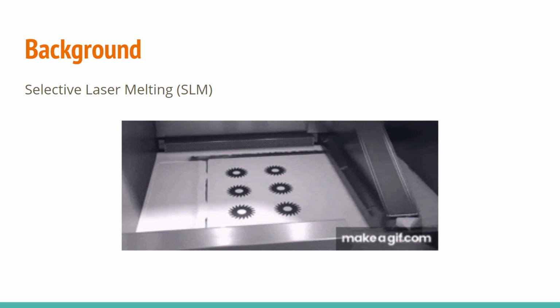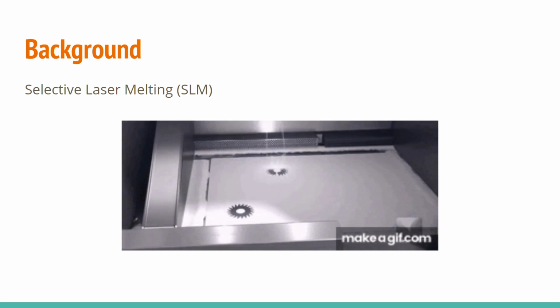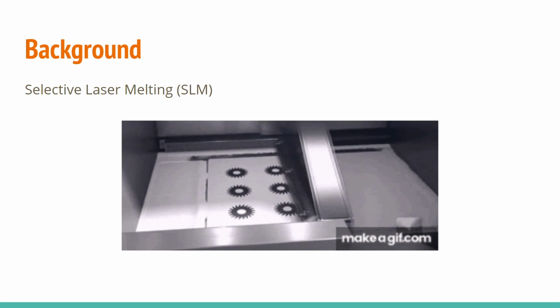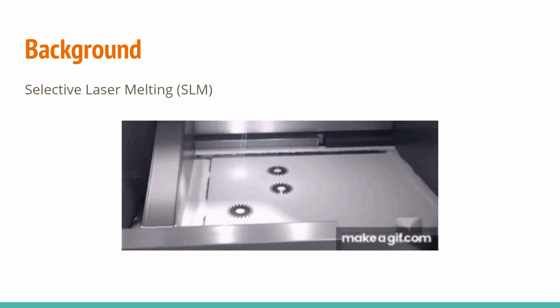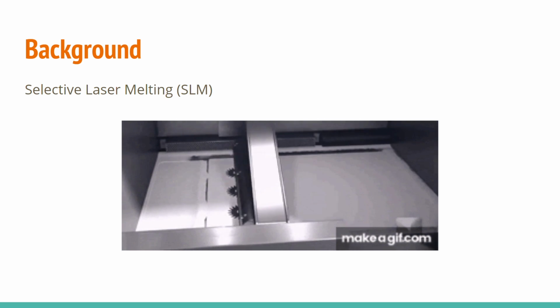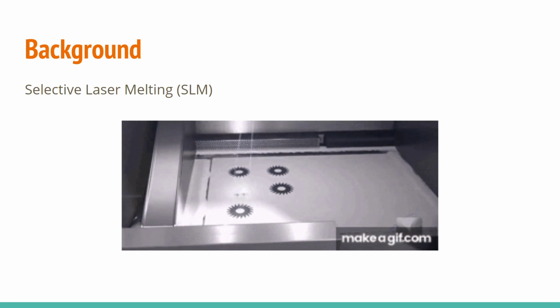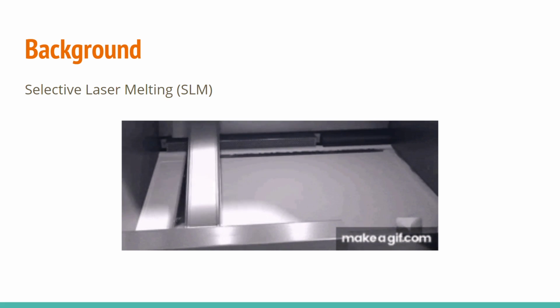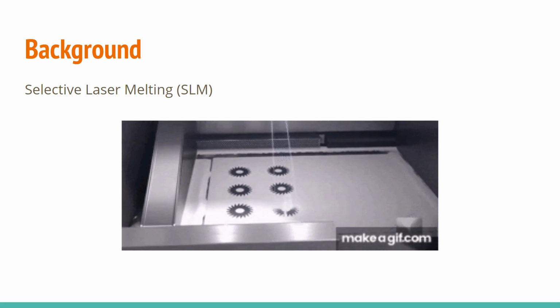After the welding sequence is completed, the build platform moves down in the negative Z direction, and a new layer of metal particles is spread over the build platform. The process repeats until the part is complete. After the part is done printing, the excess powder is removed and recycled, and the part can be separated from the build plate.